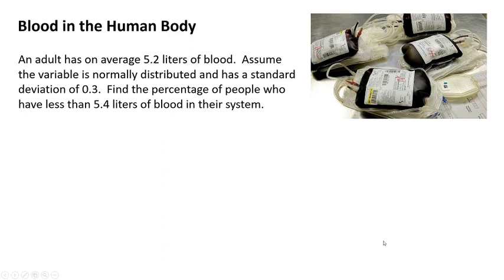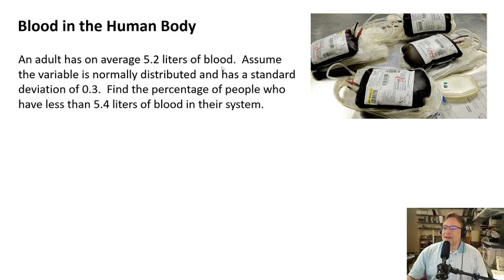All right, so let's take a look at those warm-up problems. After we've taken a look at those warm-up problems, let's take a look at some of these new applications that we have available to us. Here's an example that I mentioned in the beginning. An adult has on average 5.2 liters of blood. Assume the variable is normally distributed and has a standard deviation of 0.3.